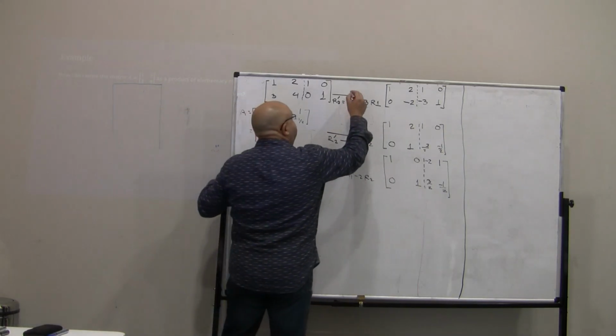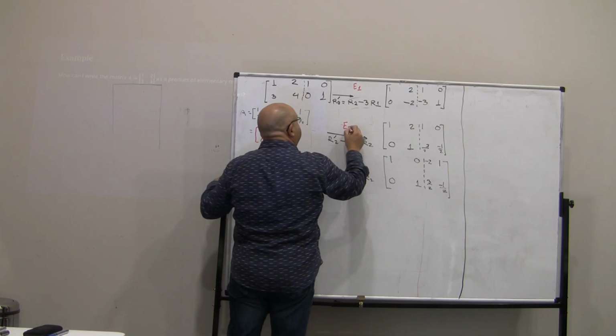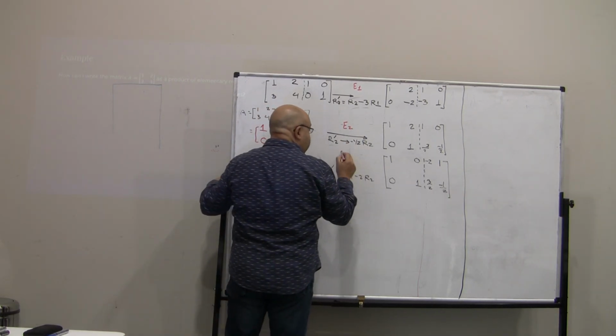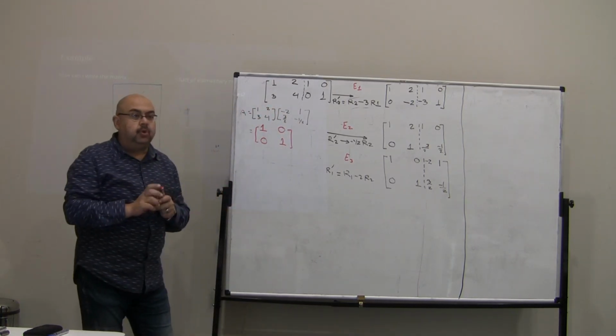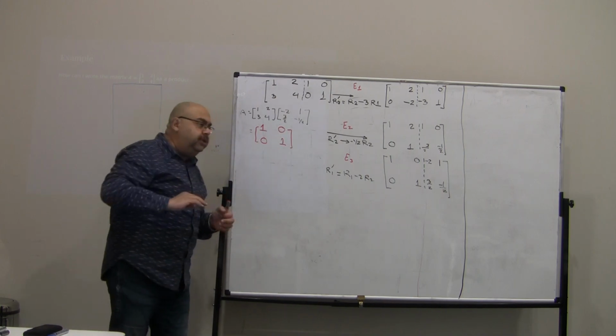Remark, we have E1, that's the first process. We have E2, second step. We have E3, third step. So we did reach our goal after how many steps we used?